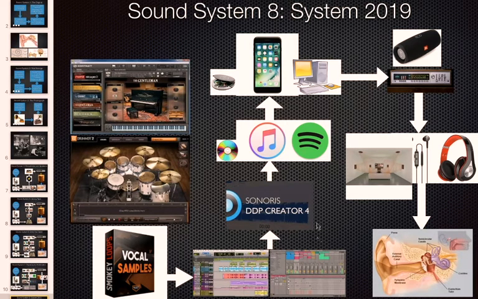That goes straight to a DAW, again, a DAW. And a lot of times now, we just go to a DDP creator for our mastering because we're really starting to see that we don't want to make CDs anymore.